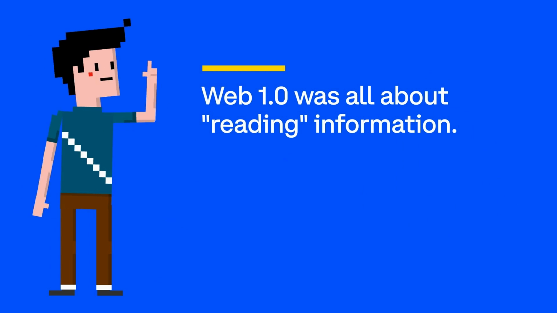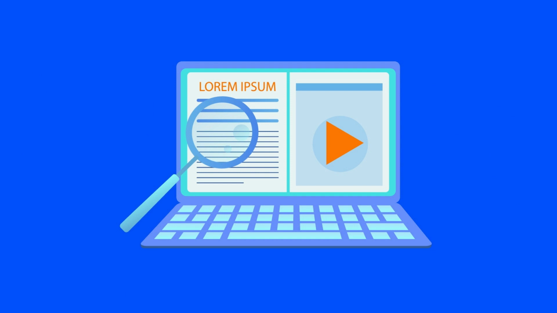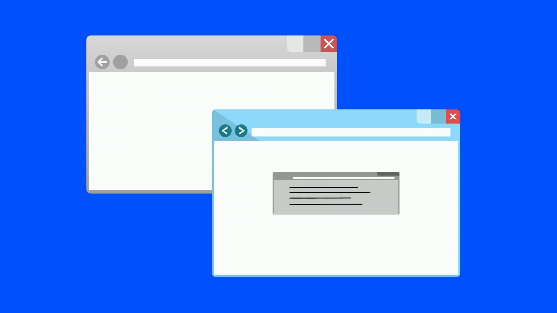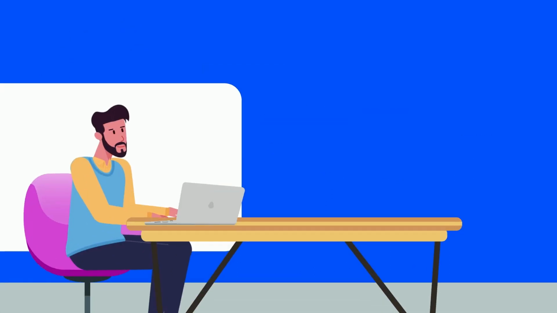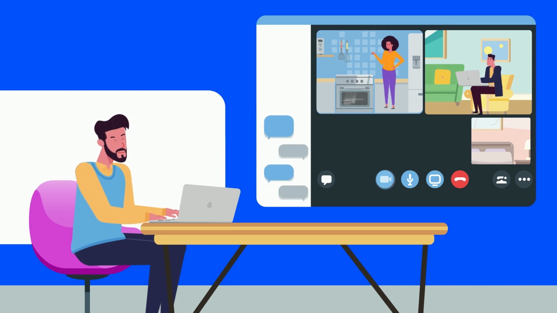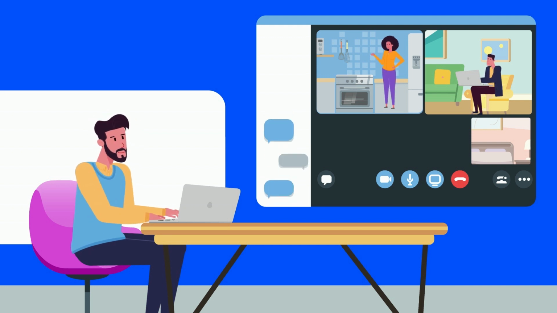Web 1.0 was all about reading information. It was like putting a whole library online and letting people type in keywords to find whatever information they wanted. The web pages were pretty basic, but Web 1.0 was truly groundbreaking because it gave people easy access to more information than they had ever had before. Web 2.0 is all about reading information plus writing or sharing your own information. With Web 2.0, people can not only search for and find information, but they can also create things, interact with content, and connect with one another. It is a very social version of the internet.